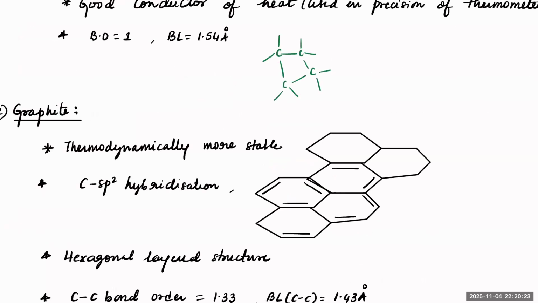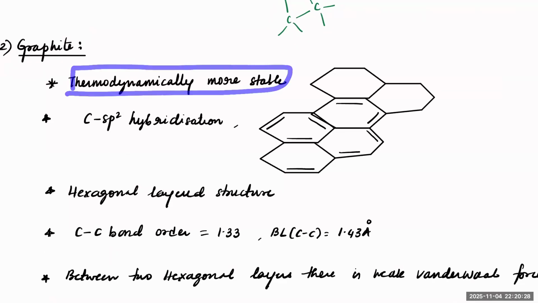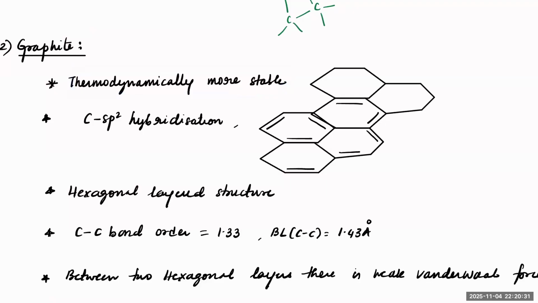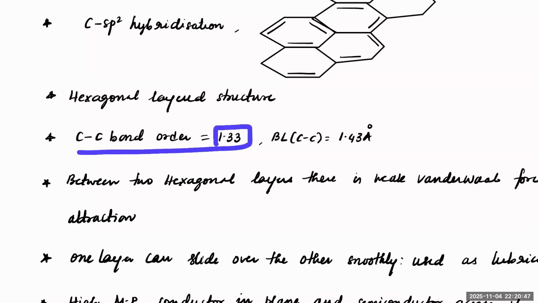Okay. Next, if we talk about graphite, graphite is the most thermodynamically stable form of carbon. All the carbons are sp2 hybridized with a single electron on each, which will showcase the delocalized pi bonds. It has a hexagonal layered structure, while the C-C bond length here is around 1.33 because of the double bond character, and the other bond length is 1.43, which is slightly more than a double bond but less than a single bond.